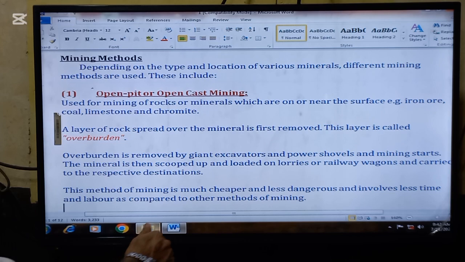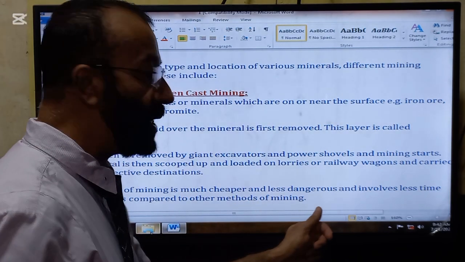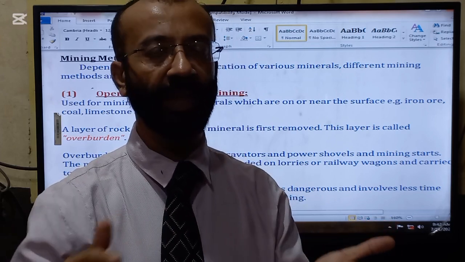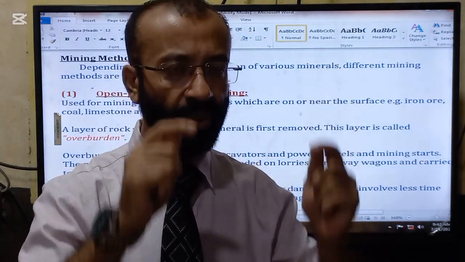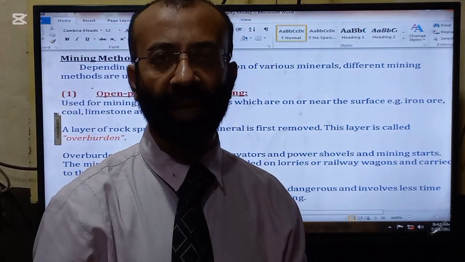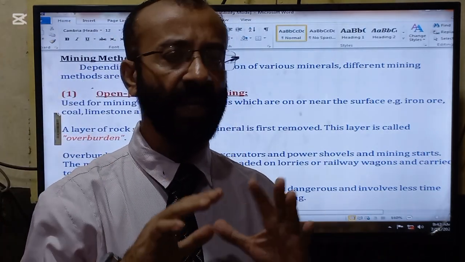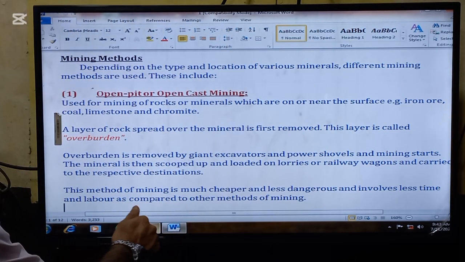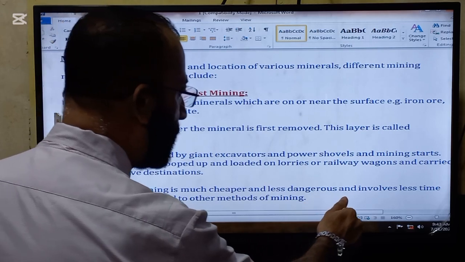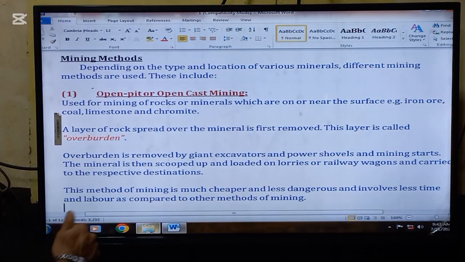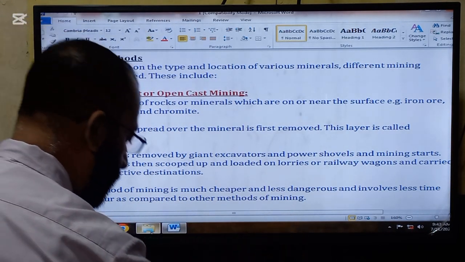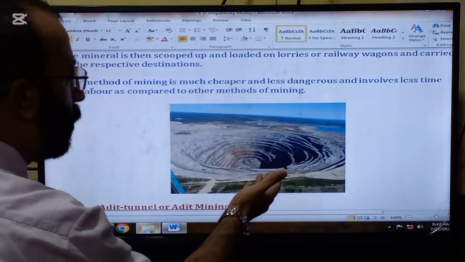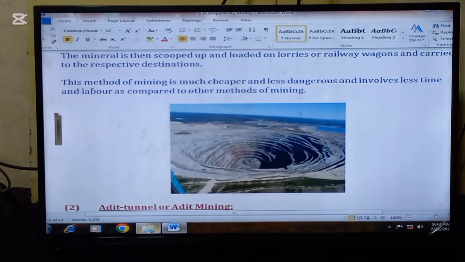This method of mining is much cheaper and less dangerous because the minerals are almost on or near the surface of the earth. So no more digging is required, less energy is required, and this is less dangerous. This method of mining is much cheaper and less dangerous and involves less time and labor as compared to other methods of the mining. So this is a type of the open pit or open cast mining.